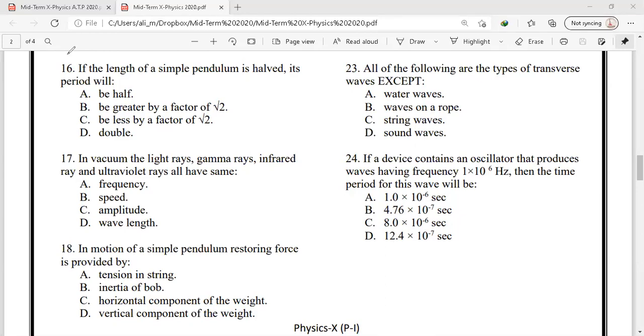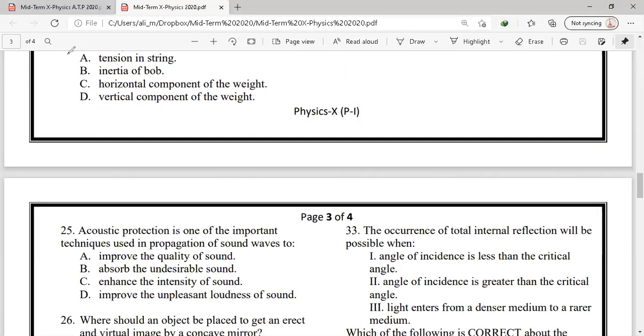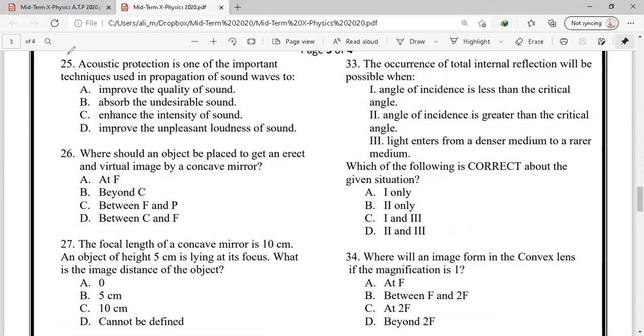So let's come to the other question, question number 25. Acoustic protection is one of the important techniques in use in propagation of sound waves, and this acoustic protection is obviously used to absorb the undesirable sound. Option B is the correct answer.